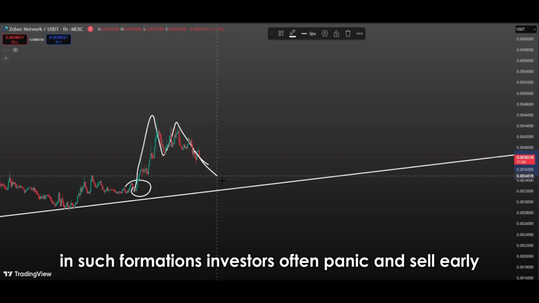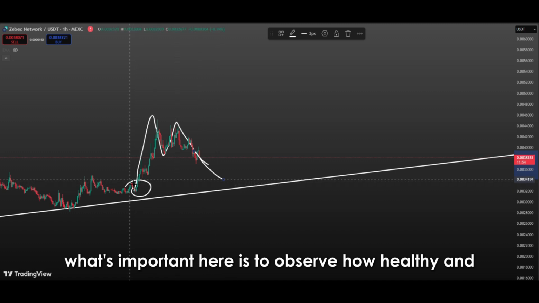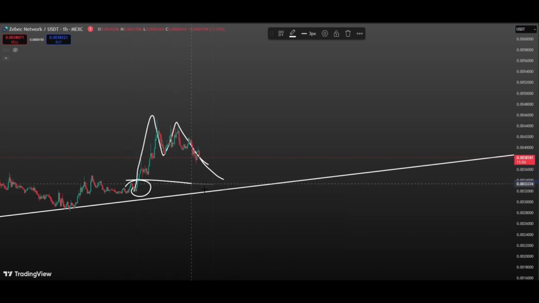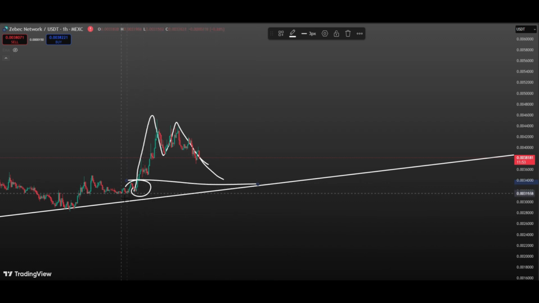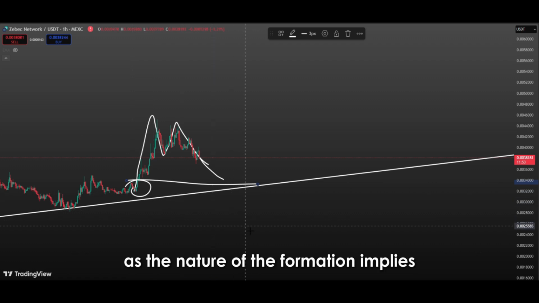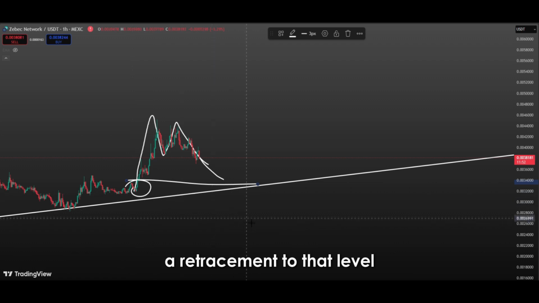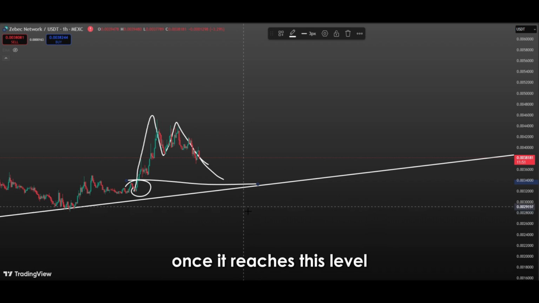In such formations, investors often panic and sell early when the price starts to drop. However, what's important here is to observe how healthy and controlled the decline is. A pullback toward the neckline doesn't necessarily signal a negative outlook. On the contrary, this move is technically very normal and expected, as the nature of the formation implies a retracement to that level. The key factor is how the price reacts once it reaches this level.